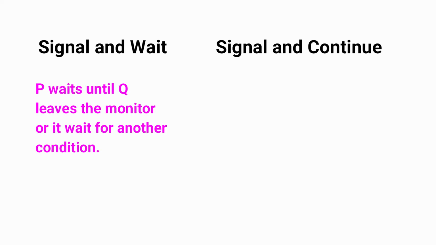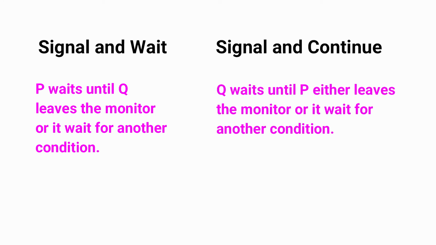There are two options available: signal and wait, and signal and continue. For signal and wait, P waits until Q leaves the monitor or it waits for another condition. For signal and continue, Q waits until P either leaves the monitor or it waits for another condition.